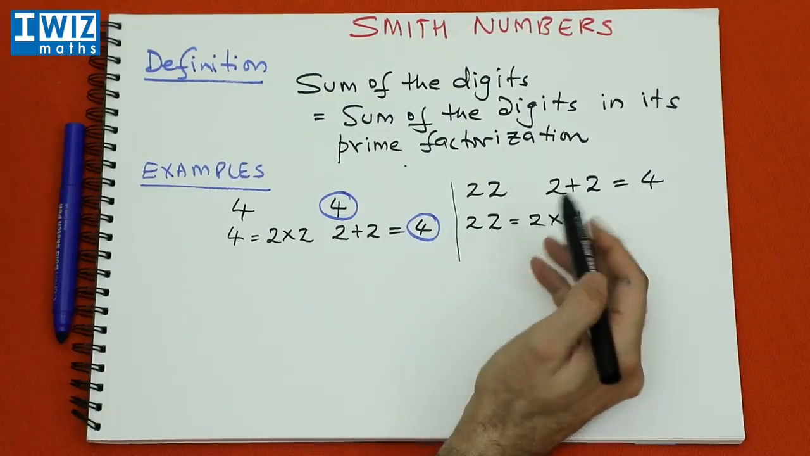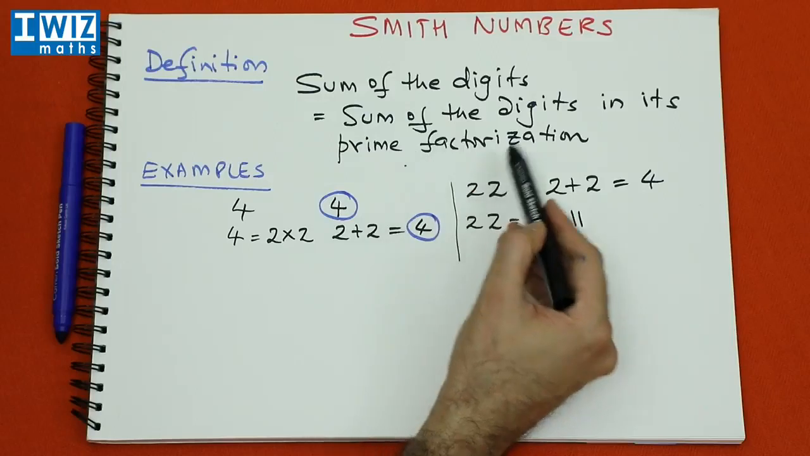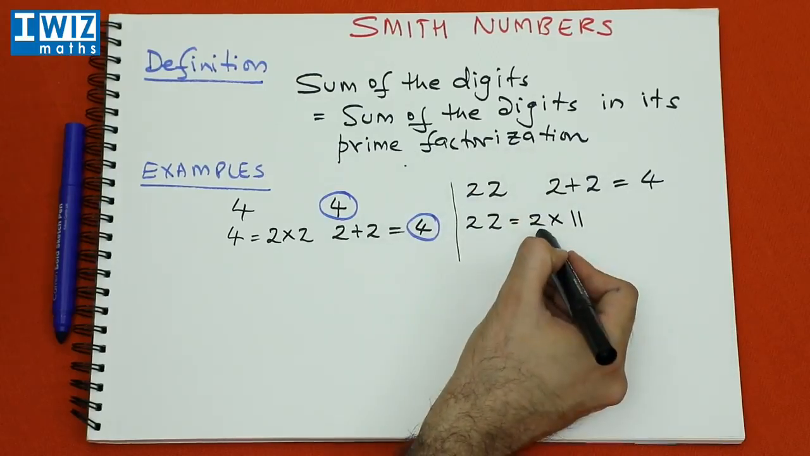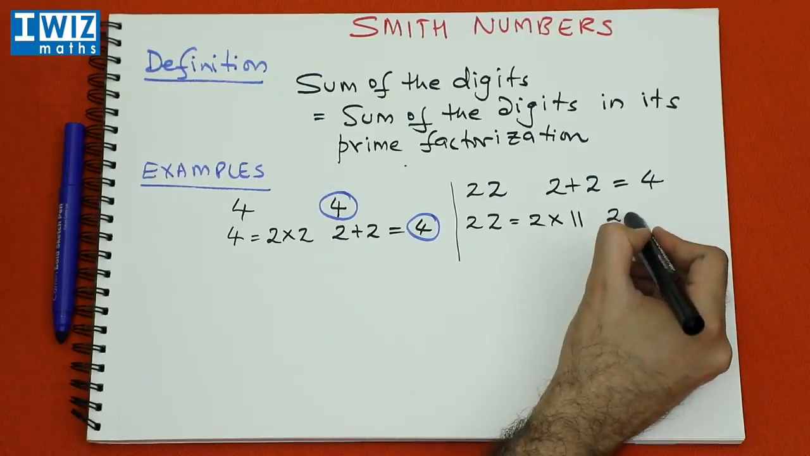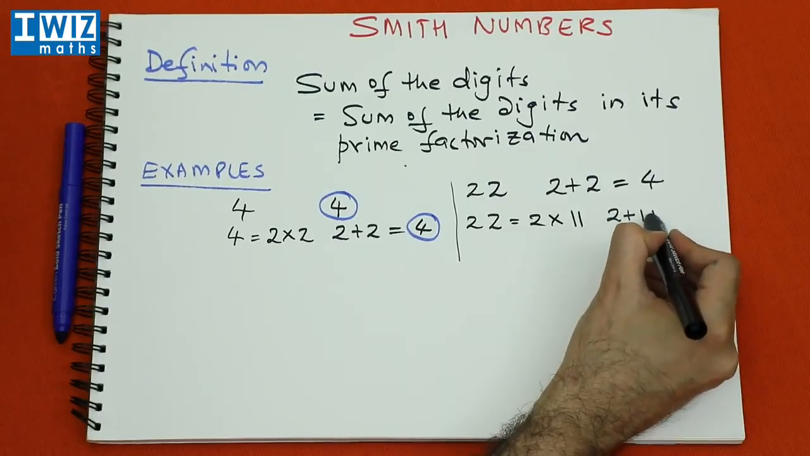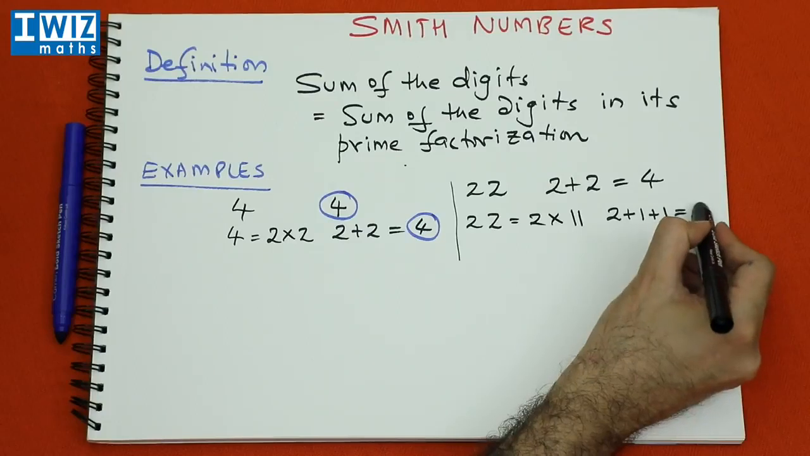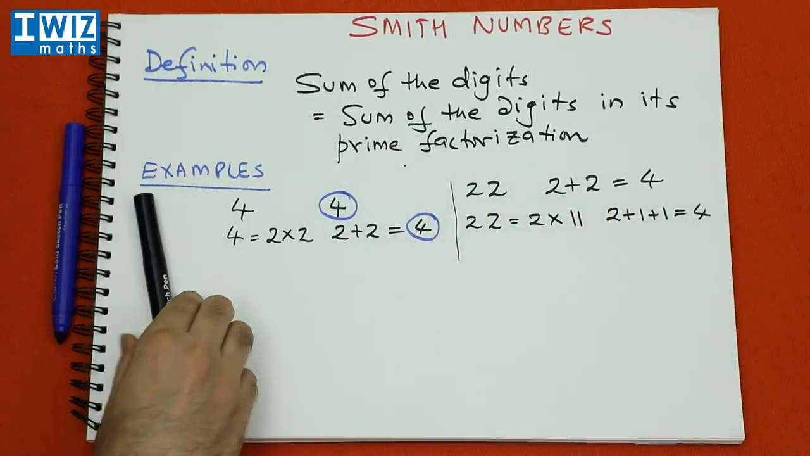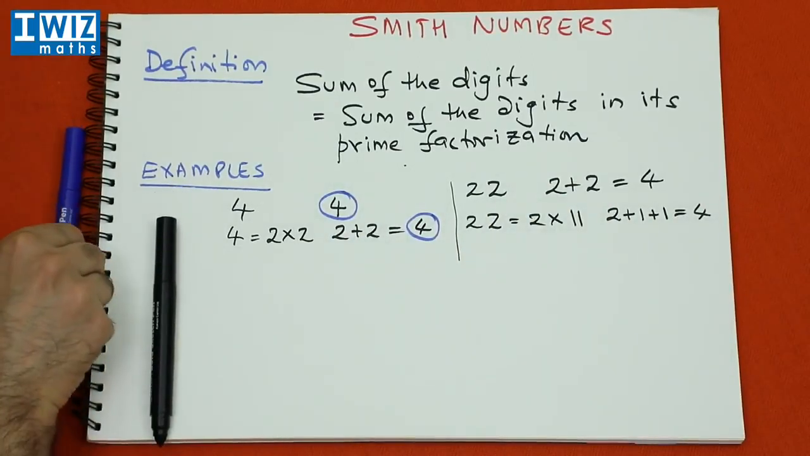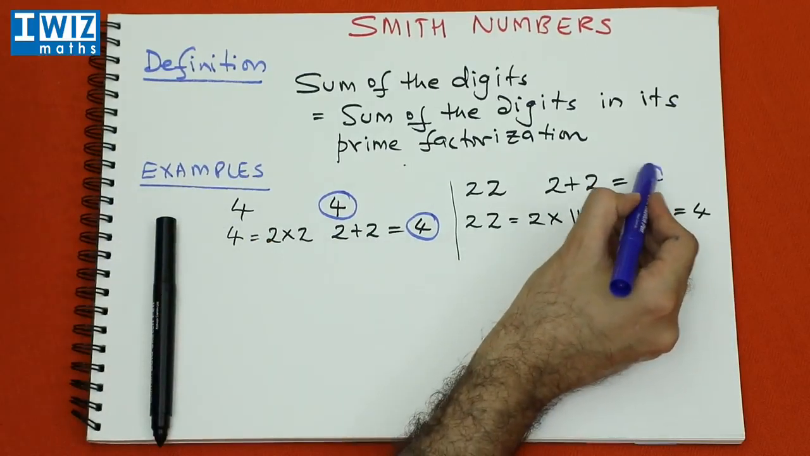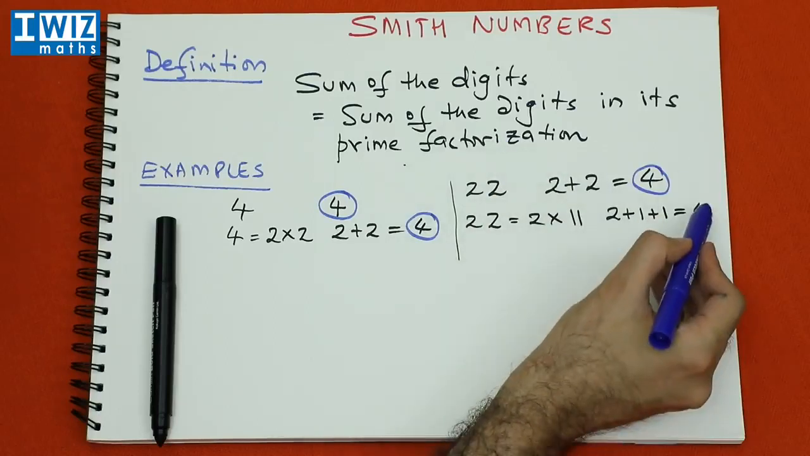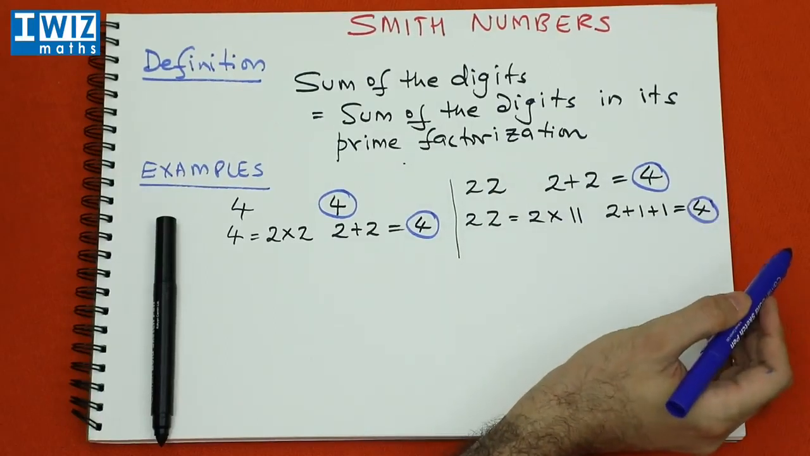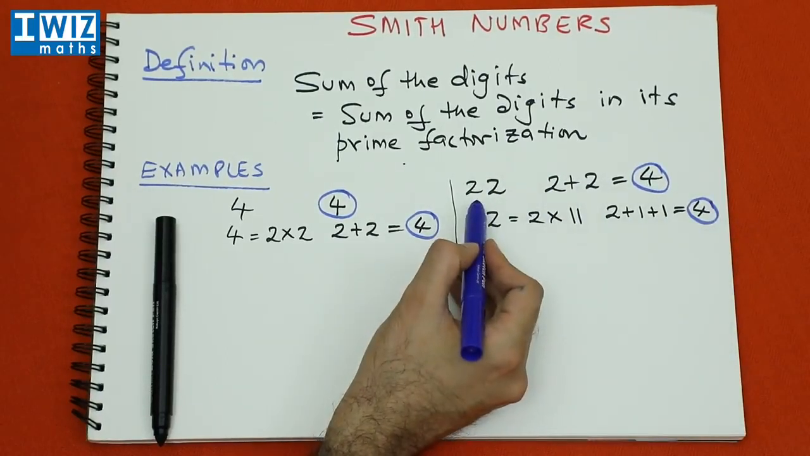And now we need to look at the sum of the digits in the prime factorization. The digits are 2, 1, and 1. So it's 2 plus 1 plus 1, which makes it 4. So here again we notice that the sum of the digits turns out to be the same as the sum of the digits in its prime factorization. So the number 22 is also a Smith number.